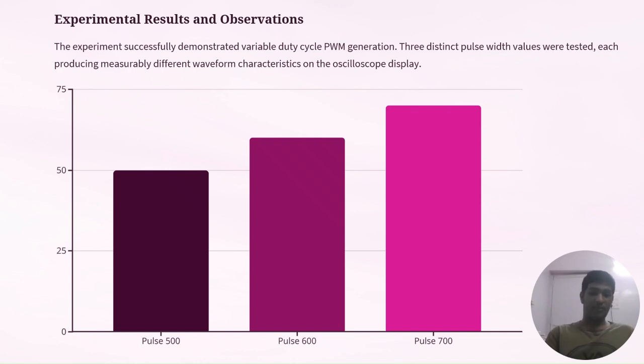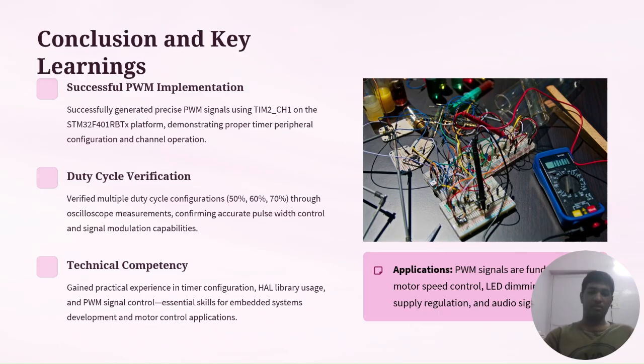And so this is basically an entire summary of the procedure that we've given. And here we have the variations, which show each of our ratios and the oscilloscope display, which we will be seeing soon. It shows how close the ratio is to the original value. And finally, we have a conclusion. So what did we learn overall? We learned about implementing a PWM signal and about duty cycle verification and technical competency. Now we will just see a very short overview of the working.